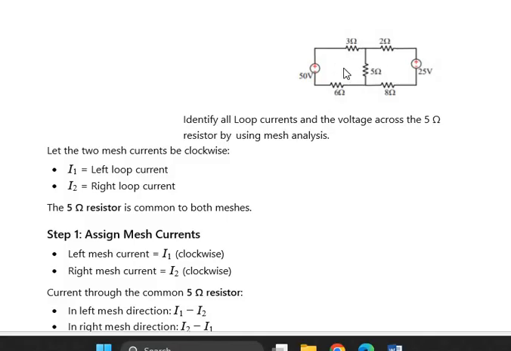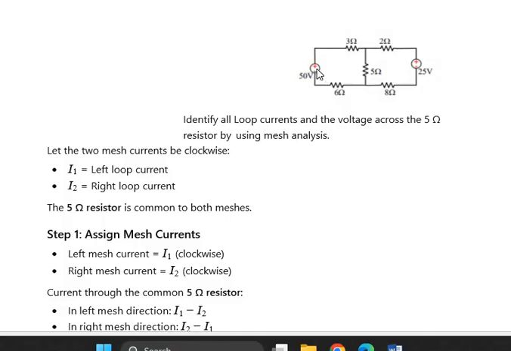So in the first loop, that is the left hand side of the diagram, the current flowing through the first loop is I1 amperes. The second loop, that is the right hand side of the diagram, the current flowing through the second loop is I2 amperes. The 5 ohm resistor is common for both the first loop as well as the second loop. So now we have to assign the direction for the current.